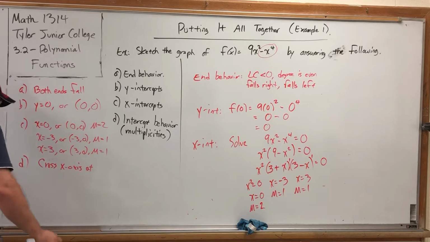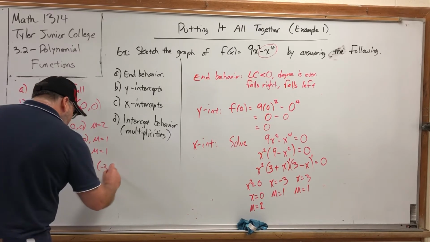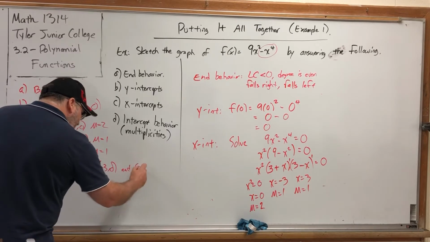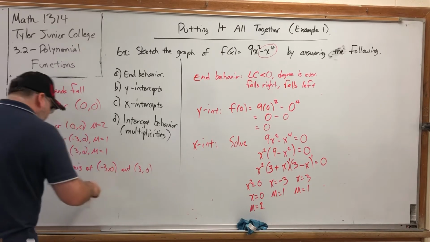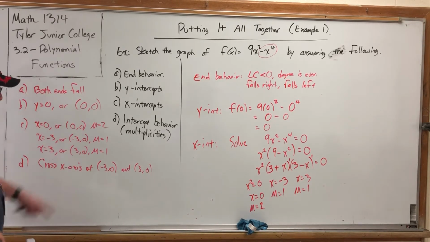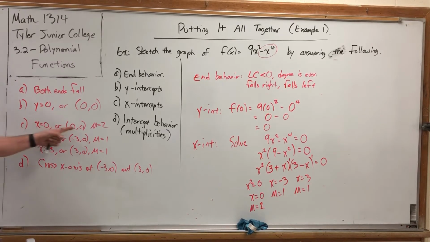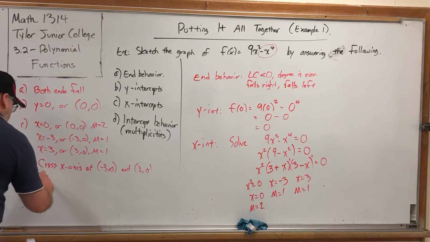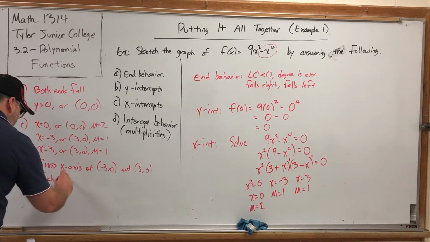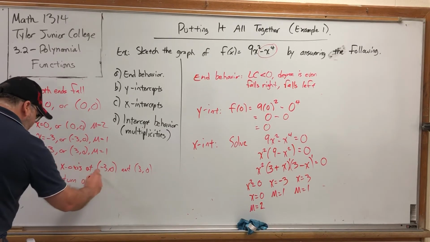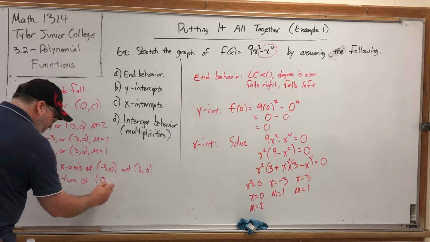at -3, 0 and 3, 0. Both of those intercepts came from zeros that had odd multiplicities. But this x-intercept came from a zero of even multiplicity, so that's where we're going to touch and turn at that x-intercept, which was 0, 0.